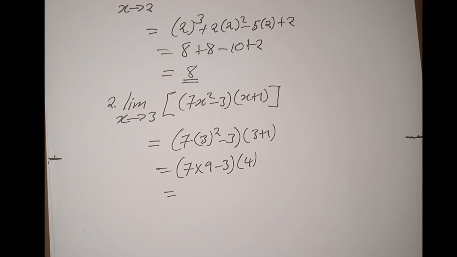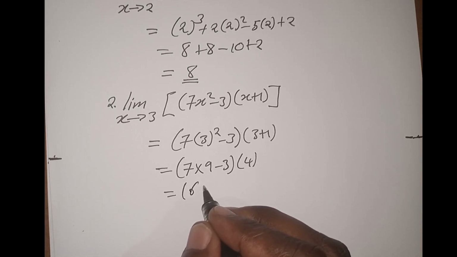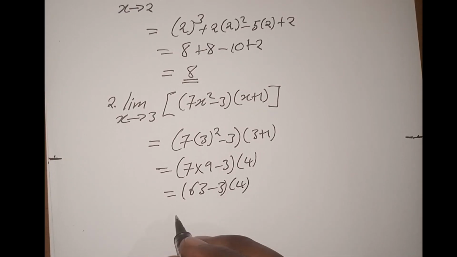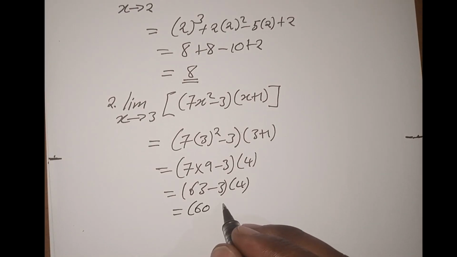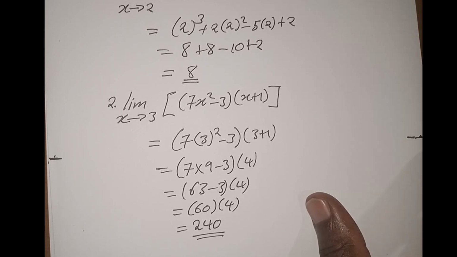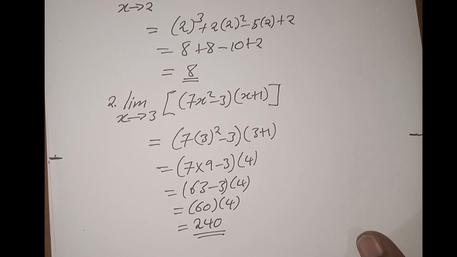Then from there we are going to have 63 minus 3, and we have a 4 there. This is 60 and the 4 outside. This is 6 times 4, 24, like that. So this is the limit. This method is known as direct substitution. It is the simplest method that you can come across on the concept of limits.